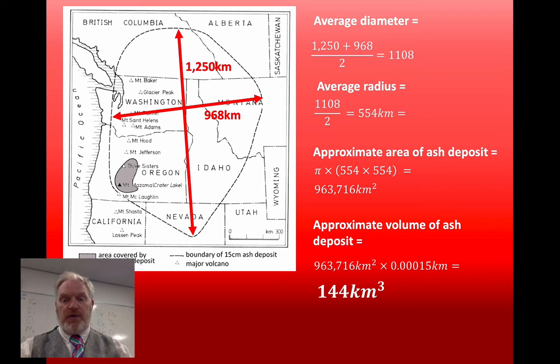If you compare that with your VEI table, clearly we've got more than, we're between 100 and 1,000 cubic kilometres. So that eruption was a VEI 7.